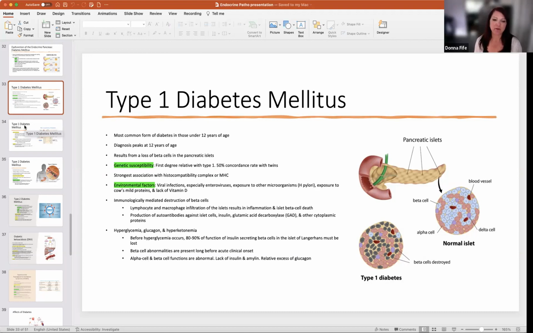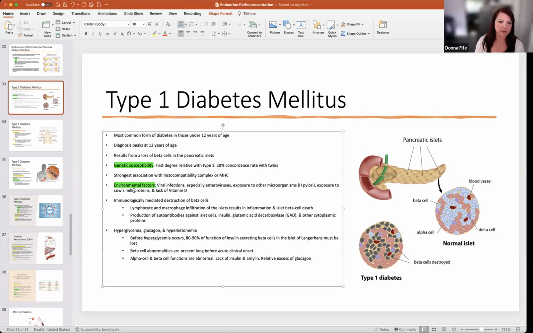Environmental factors: viral infections can lead to this, especially enteroviruses, exposure to other microorganisms such as H. pylori, or exposure to cows' milk proteins and lack of vitamin D. It's supposed to be milk right here. Spelling error.